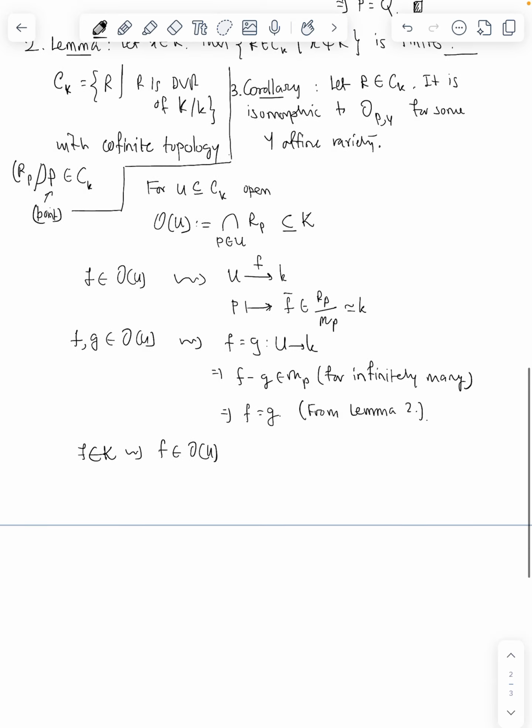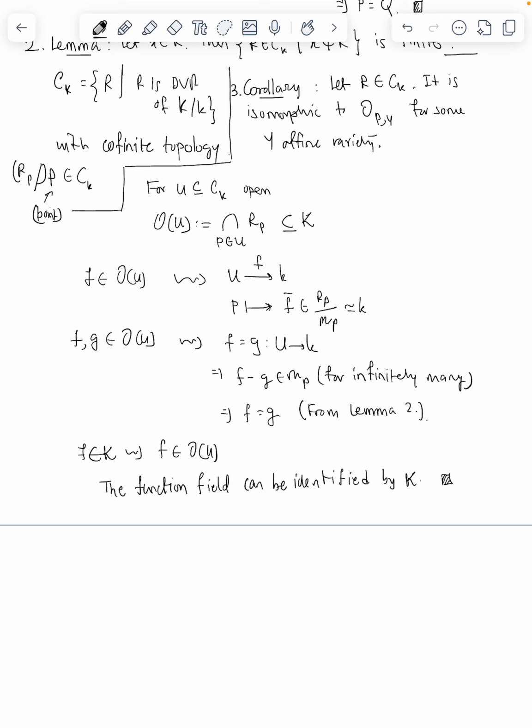So indeed, we get that the function field, which is defined as the ordered pair of an open set and a regular function on it, can be identified with K, right? Can be identified with K. So the function field of CK is exactly K. That's the important thing to notice.